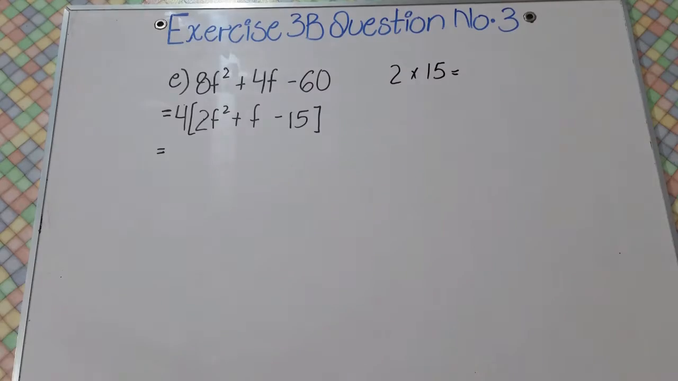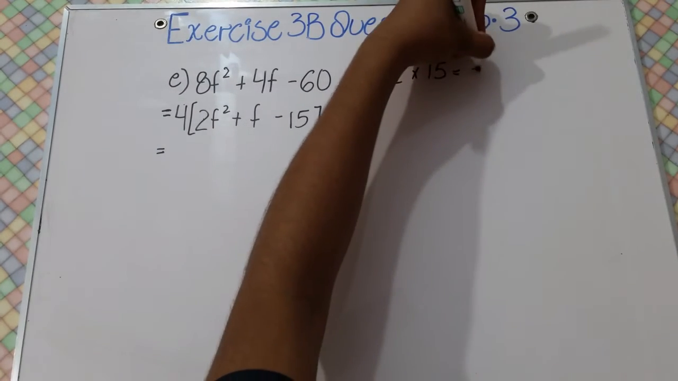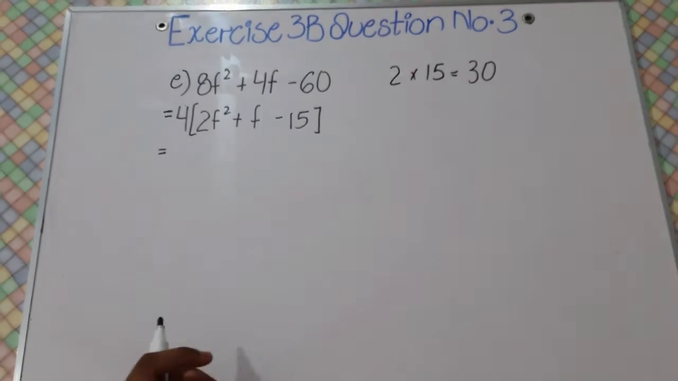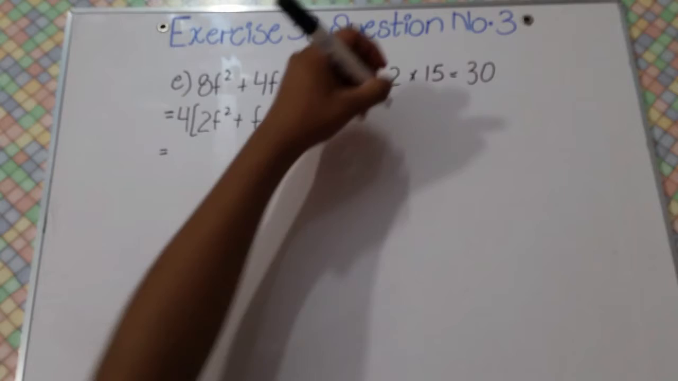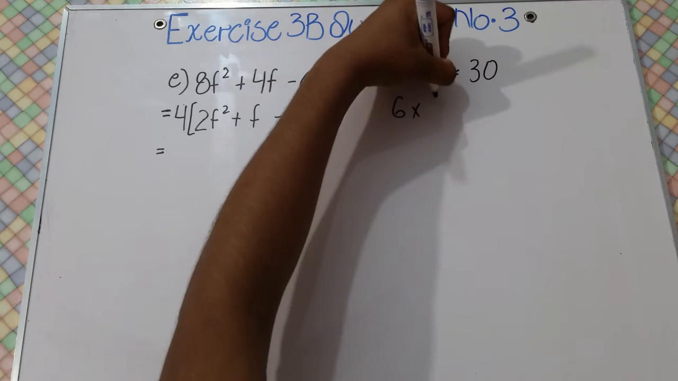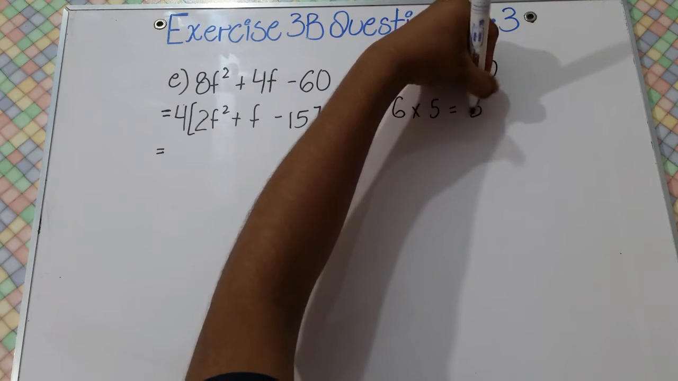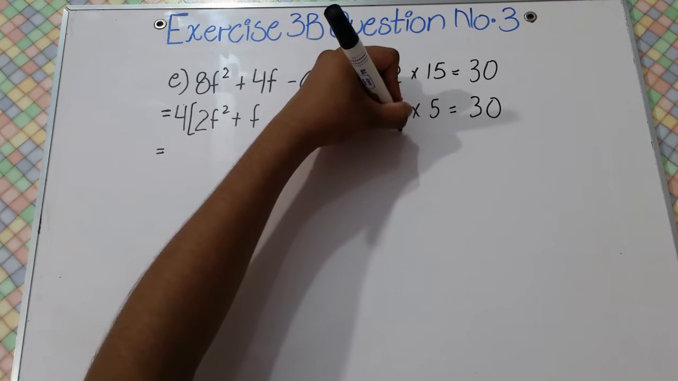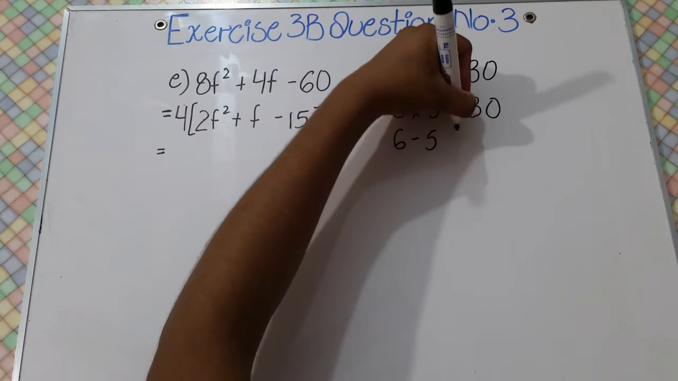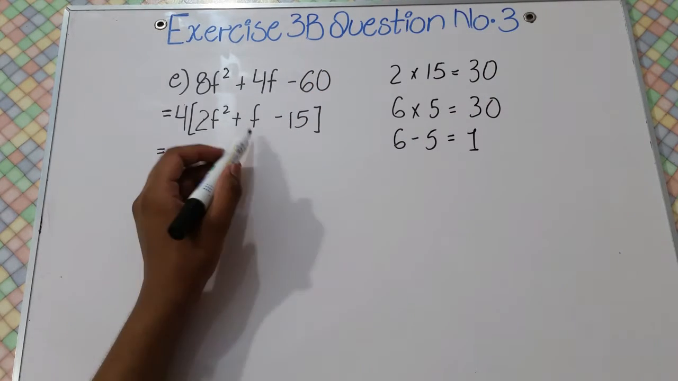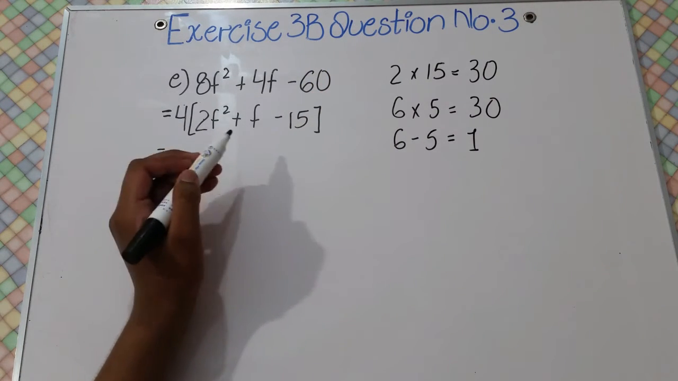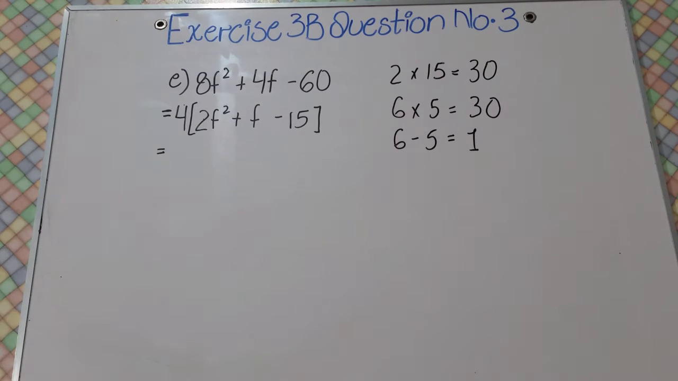So 2 times 15 is 30. And then if I just multiply 6 with 5, it is 30. Okay, and then if I subtract 5 from 6, it is 1. And this is 1f, or we can write it as f also.